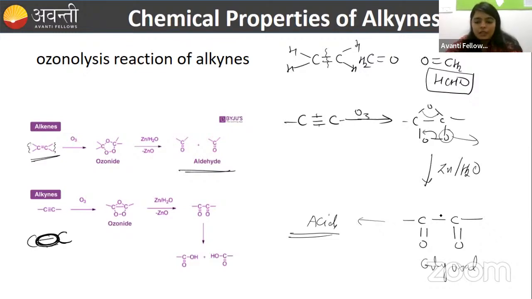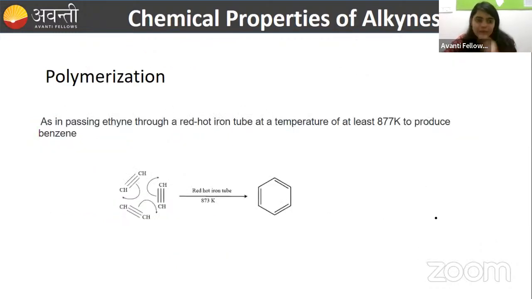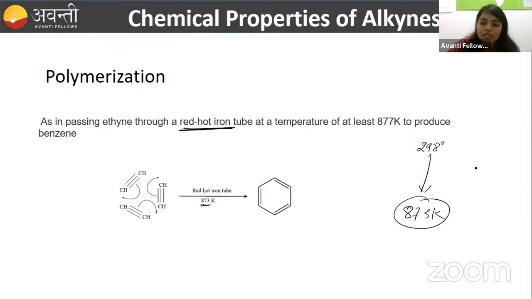Okay, next step, polymerization. Our acetylene can be polymerized with red hot iron. Okay, high temperature is needed. Look, 873. What is our room temperature? 298, and we have to take it to 873. Are you getting how much temperature we need to form benzene?